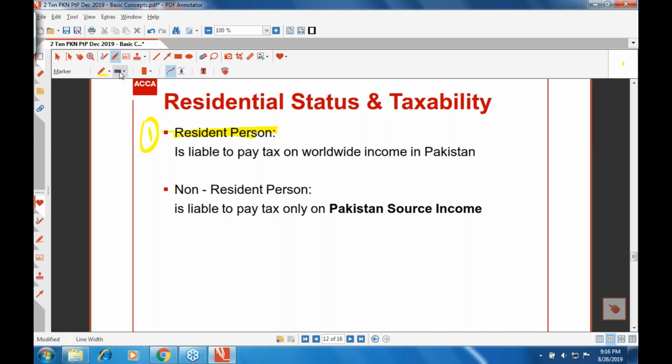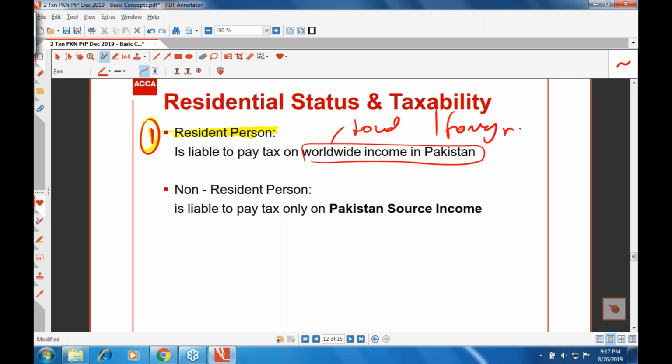The first thing is, somebody who is resident in Pakistan is liable to pay tax on his worldwide income in Pakistan. That is, any local source income and any foreign source income. The next situation is a non-resident person. Somebody who is non-resident for tax purposes is only liable to pay tax on Pakistan source income in Pakistan. So a resident person pays tax on worldwide income, and a non-resident person only pays tax on Pakistan source income.